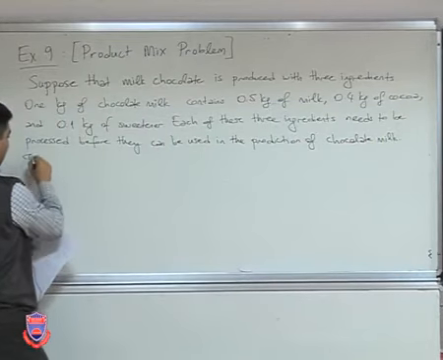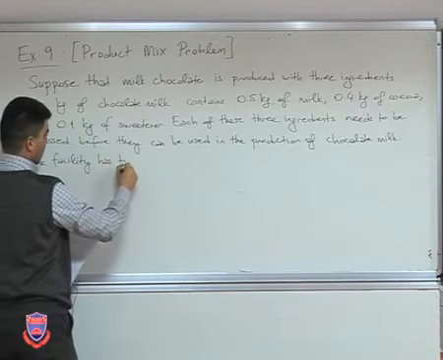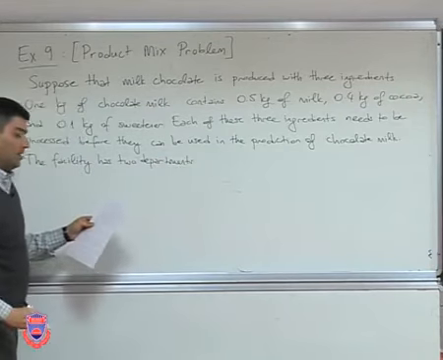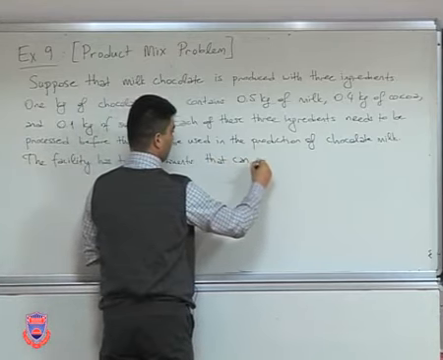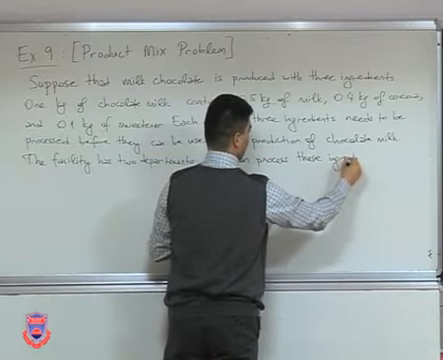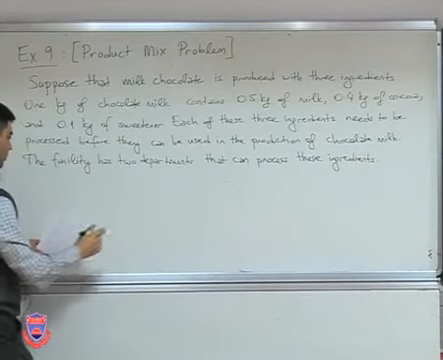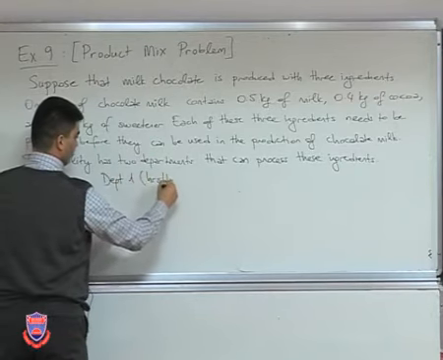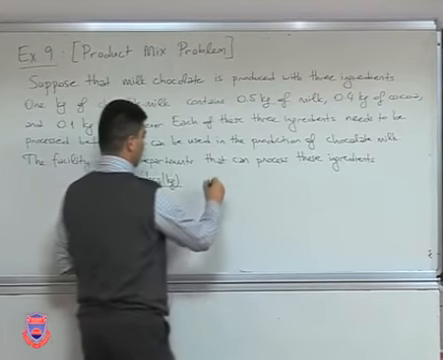So let's assume that the facility has 2 departments that can process these ingredients. And suppose that we have the following information. So here is department number 1, and the figures are given in terms of hours per kilogram. And similarly for department 2.